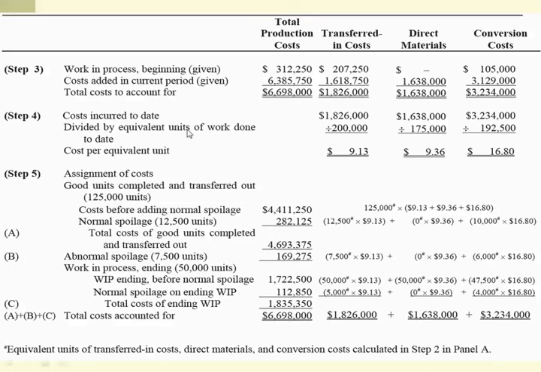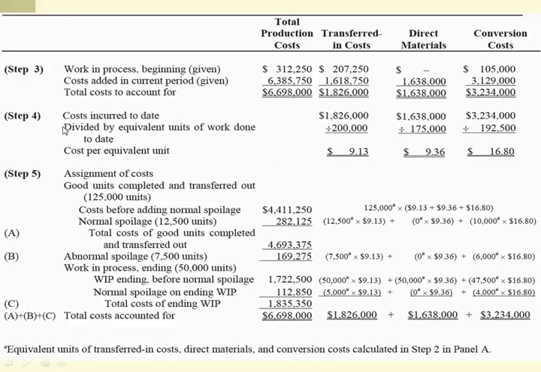So cost per equivalent unit equals 1,826,000 divided by 200,000 equals $9.13 for transferred in costs per equivalent unit. 1,638,000 divided by 175,000 equals $9.36 per unit for direct materials. 3,234,000 divided by 192,500 equals $16.8 per unit for conversion costs.